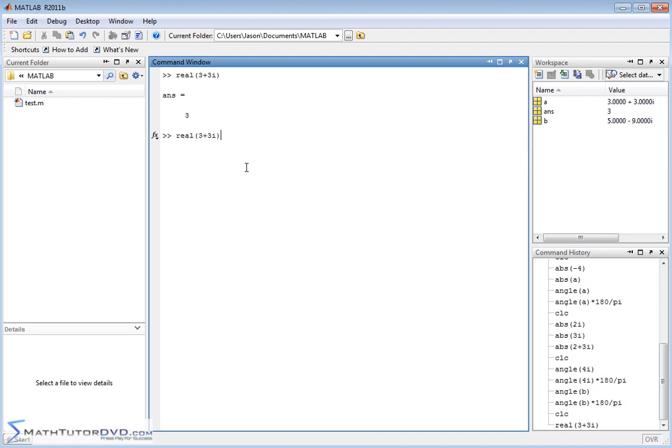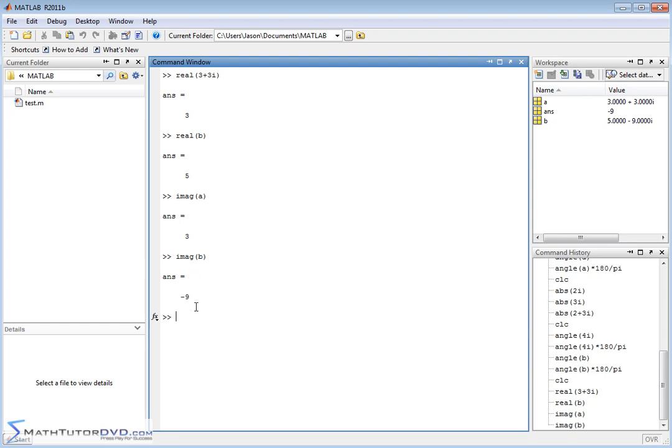Of course, it's perfectly happy if you put in a variable that has a complex number, like 5 minus 9i. The real part of that is 5, so it's just going to return that. The same thing works just fine with imaginary. If I put the variable a into the function called imag, the imaginary part is 3, so it returns 3. If I put variable b in there, the imaginary part is negative 9, so it returns negative 9.